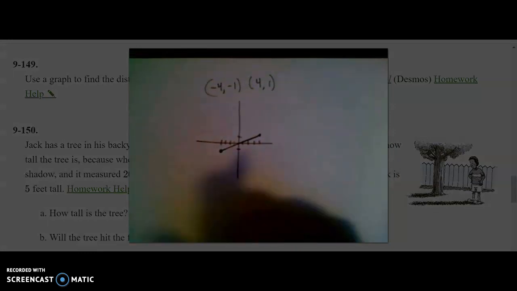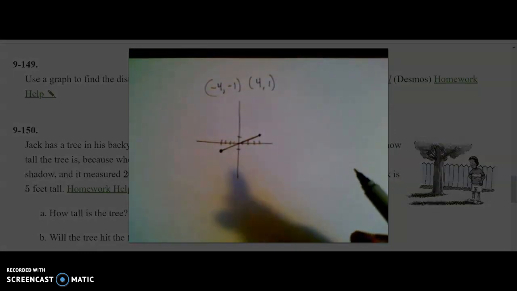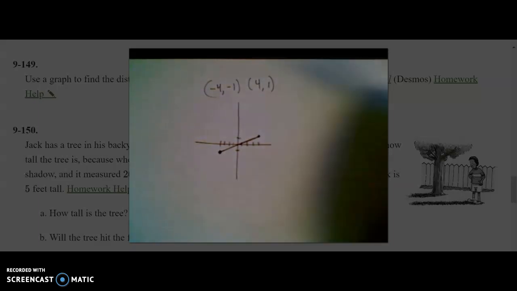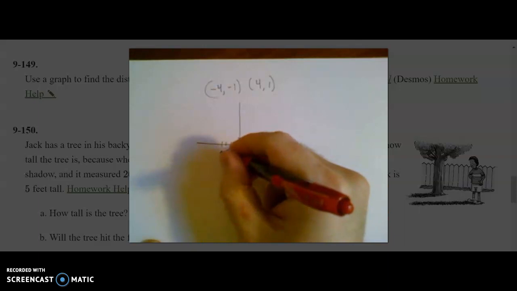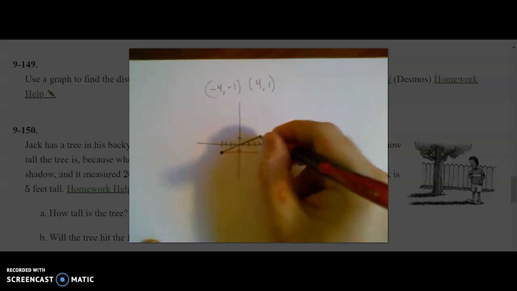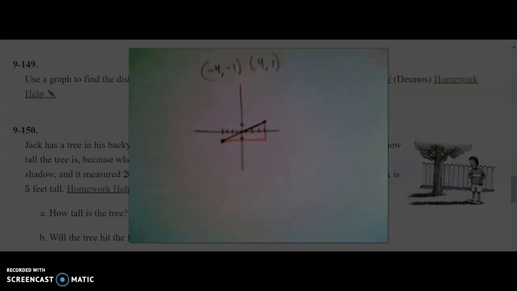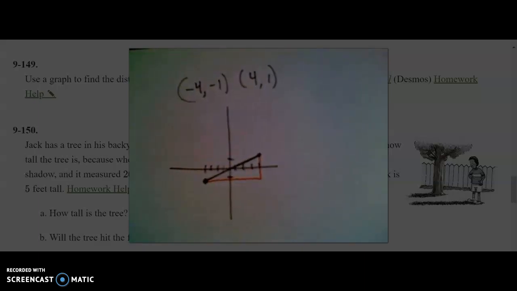To do that, we are going to use the Pythagorean theorem and tie it into the slope triangle that we've done in the past. If I create a slope triangle, I'm going straight across, I'm going straight down, and that creates a right triangle. Hence the reason I can use the Pythagorean theorem.